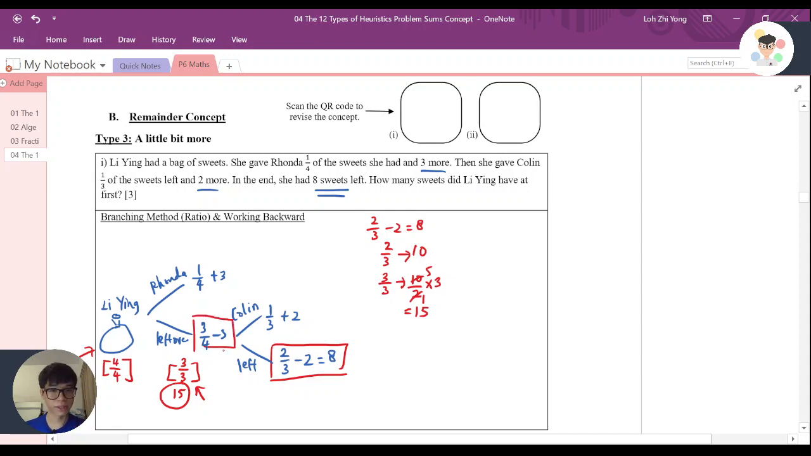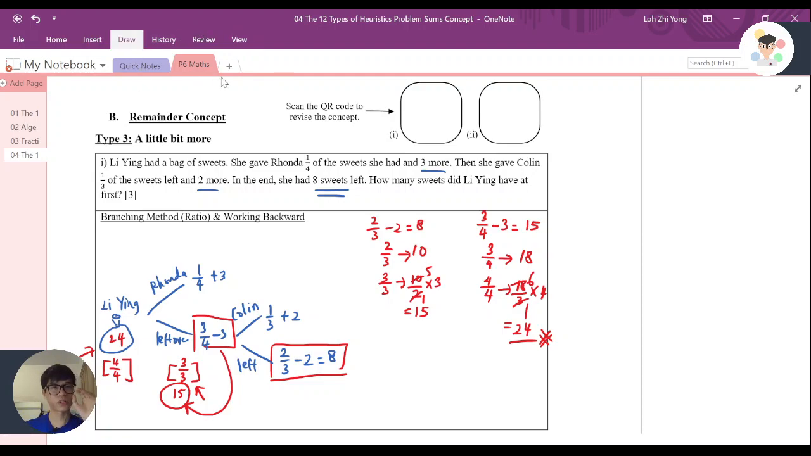Again, we know 3/4 minus 3 here is actually equal to 15. So again 3/4 minus 3 is 15, then 3/4 will be 15 plus 3, which is equal to 18. So if 3/4 is 18, then if we want to find 4/4, it will be 18 divided by 3 times 4. When we simplify, it will be 24. And again, we know that 4/4 here is actually representing the number of candies that Li Ying has. So the answer will be 24.